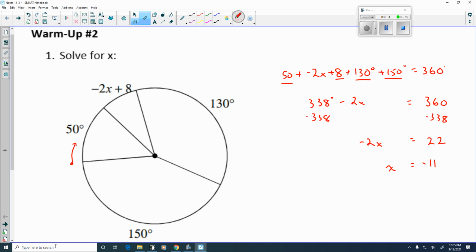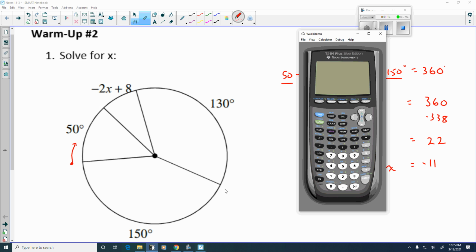As we did before, I'm going to check this in my calculator. So I'm going to start again with the 50. And so I've got 50 plus negative 2 times negative 11 plus 8 plus 130 plus 150. That should be 360. It is. Looks like I'm doing it right.